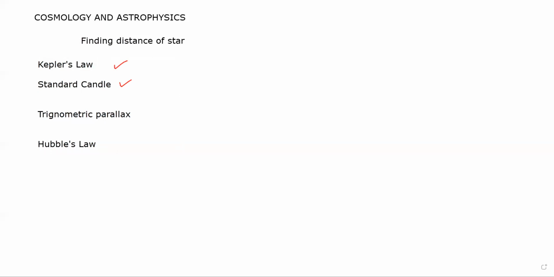So basically, in trigonometric parallax, this technique can be used for nearby stars. The stars which are close to us, we can use this technique. For distant stars, it's not valid. It's difficult to apply this technique. So how do we use this, or how will it work out? A trigonometric parallax.